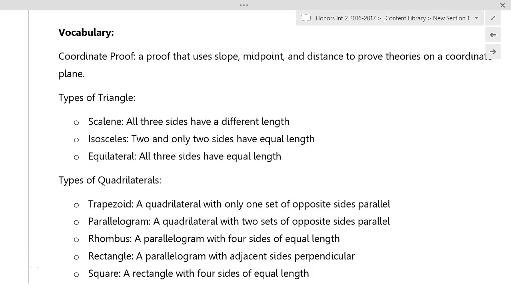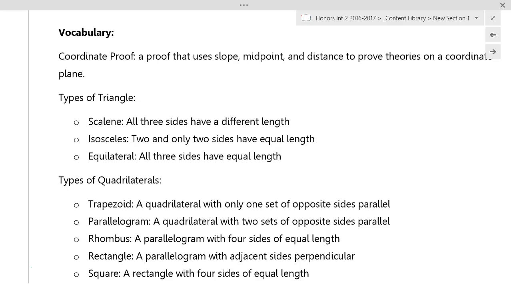All right, we're looking at 6B part 2. 6B is all about coordinate proofs, remember? So what is actually a coordinate proof? A coordinate proof is just a proof that uses slope, midpoint, and distance to prove theorems on a coordinate plane.